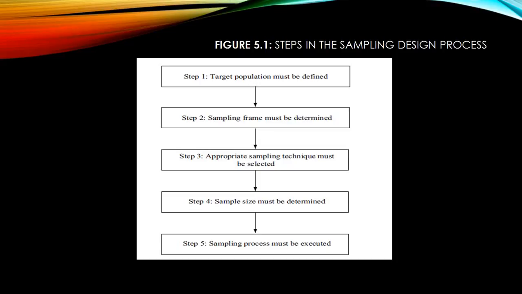Then these are the 5 steps in the sampling design process. Step 1, define your target population. Step 2, you must define your sampling frame. Step 3, appropriate sampling techniques must be selected. Step 4, sample size must be determined. Step 5, sampling process must be executed. So this entire flow is quite self-explanatory, but I would like to discuss each and every step in great detail.